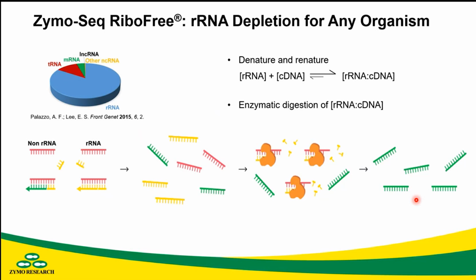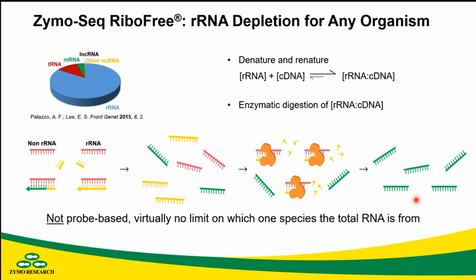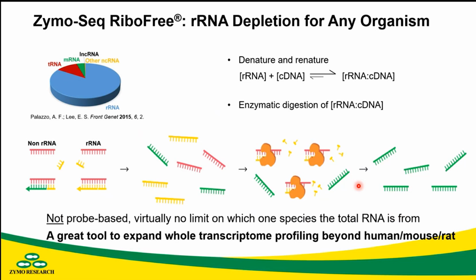And as you can see, in the whole process there are no probes being part of the processing, which means we virtually lifted that species limit. There's no limit on which species the RNA can come from to be applied to this Ribo-Free procedure. In other words, Ribo-Free makes a great tool to expand whole transcriptome profiling beyond human, mouse, rat.